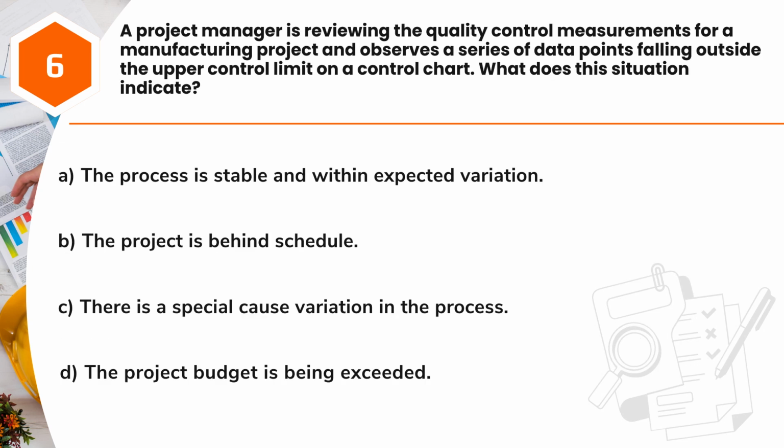Question 6. A project manager is reviewing the quality control measurements for a manufacturing project and observes a series of data points falling outside the upper control limit on a control chart. What does this situation indicate? A. The process is stable and within expected variation. B. The project is behind schedule. C. There is a special cause variation in the process. D. The project budget is being exceeded.